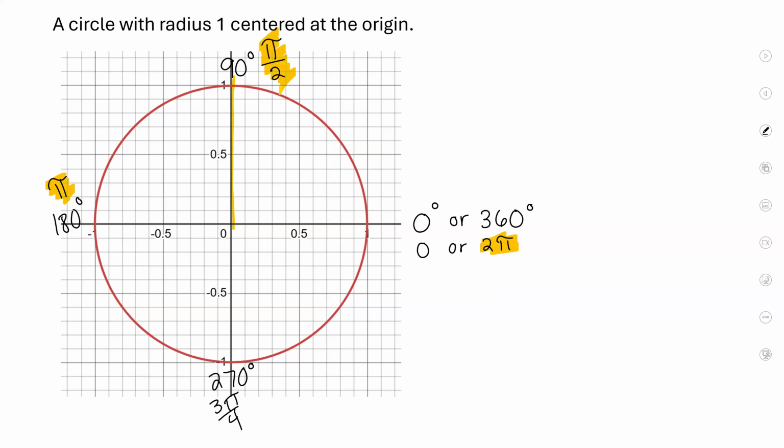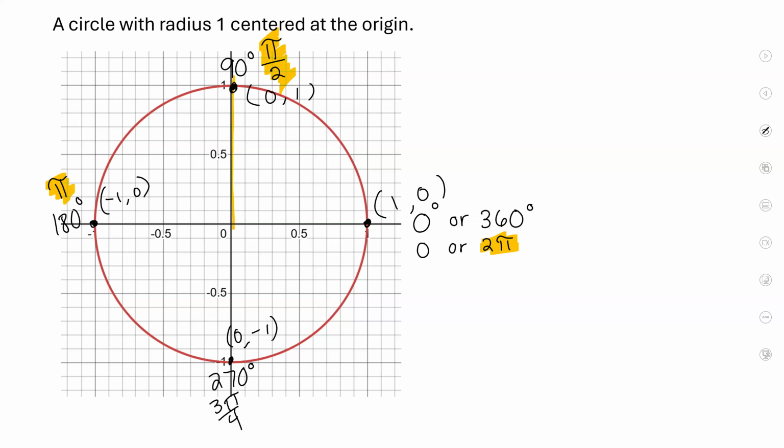Now let's talk about the coordinates. Here, your coordinate, can you think of what that coordinate is? What is a coordinate here? What is a coordinate here? And the coordinate here. There we go.